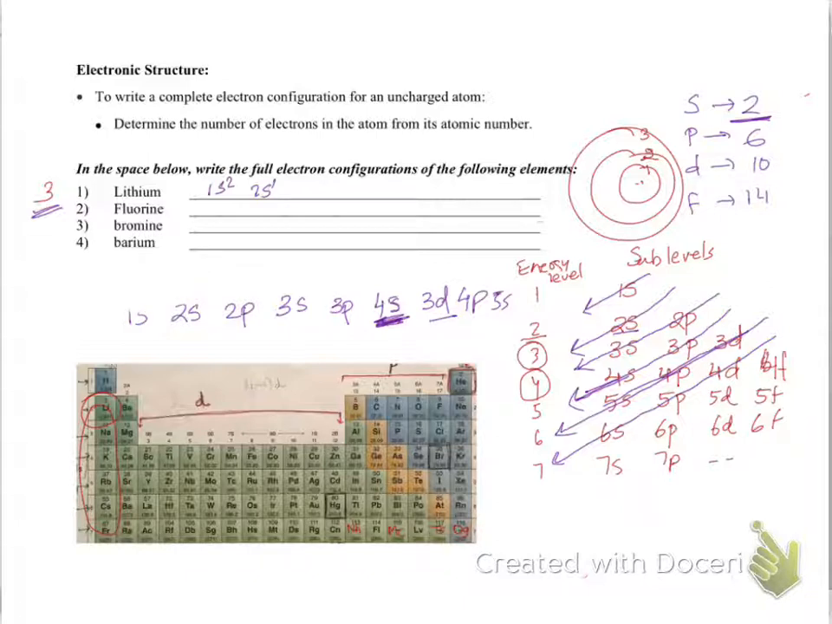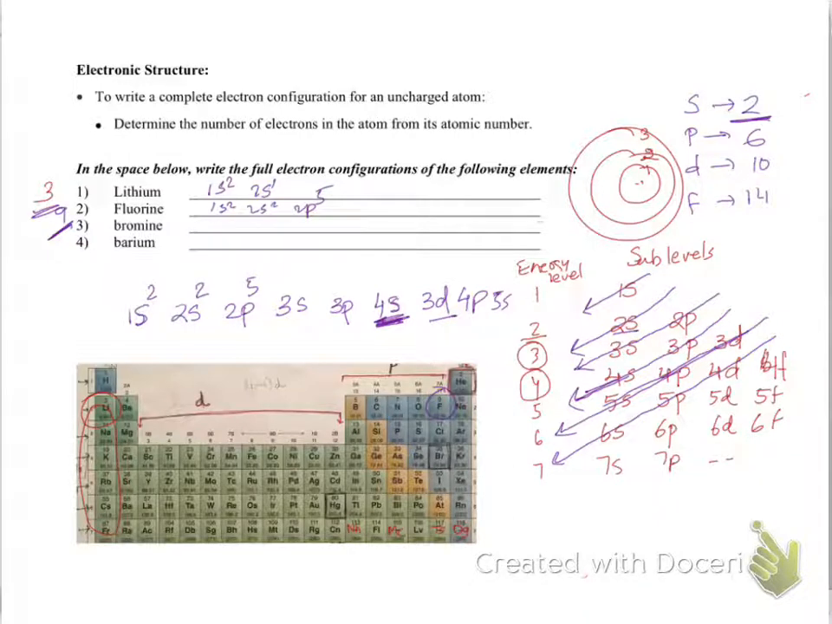Fluorine. Fluorine is here. Fluorine atomic number is 9. So 9 electrons. So let's start filling. 1s2, 2s2. We have 9, so we already filled 4. 9 minus 4 is 5. So 2p5. So electronic configuration is 1s2, 2s2, 2p5.